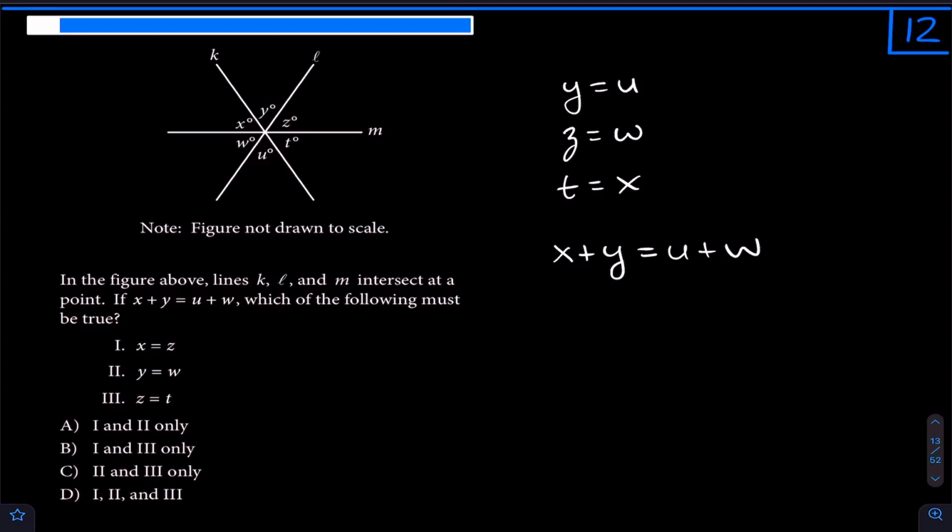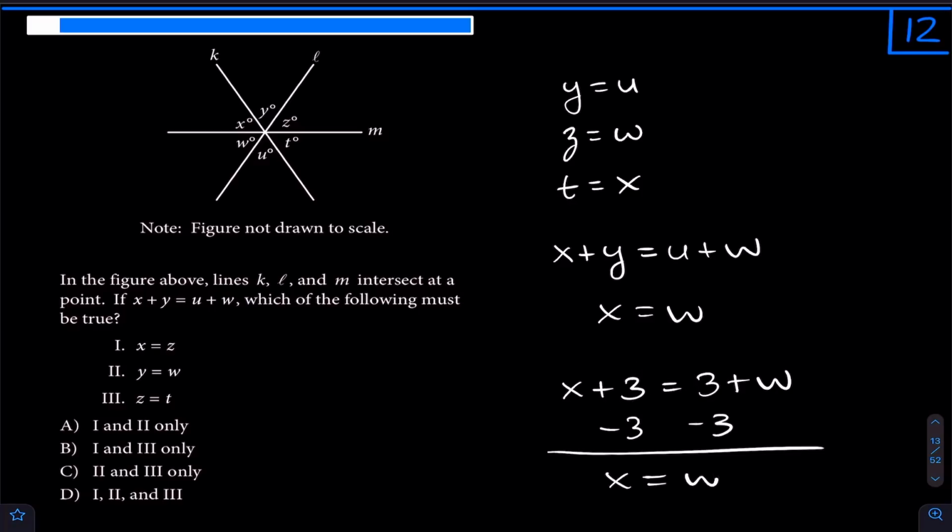And you might be able to see here, we already know that y is equal to u. This is the same thing as this, which means that x needs to equal w. Because these two things are not going to be equal if x doesn't equal w. Think about it. If y is equal to u, these two are the same exact thing. That's kind of the same thing as x plus 3 equals 3 plus w, right? These two are the same thing, like I was saying. So if we subtract them off on each side, we get that x is equal to w. That's why that makes sense.